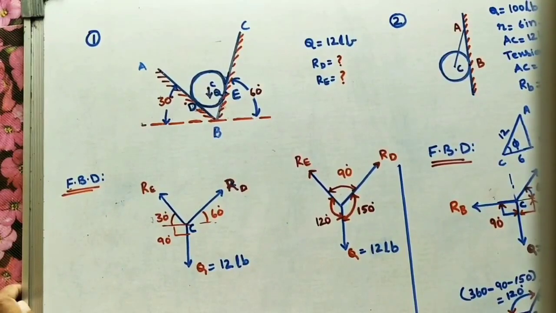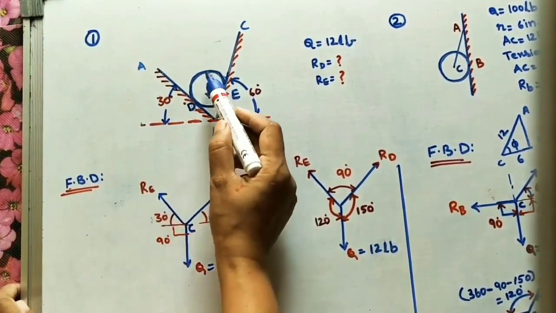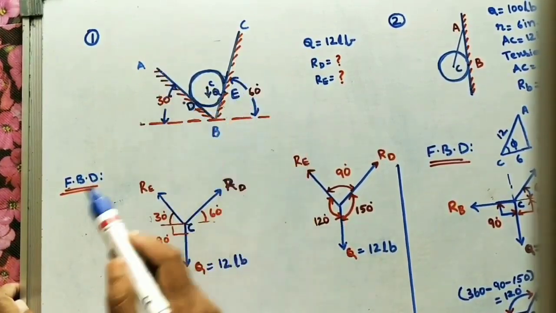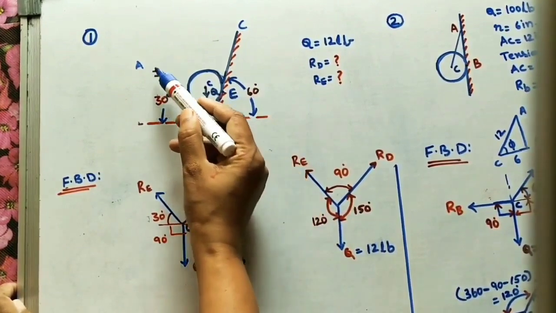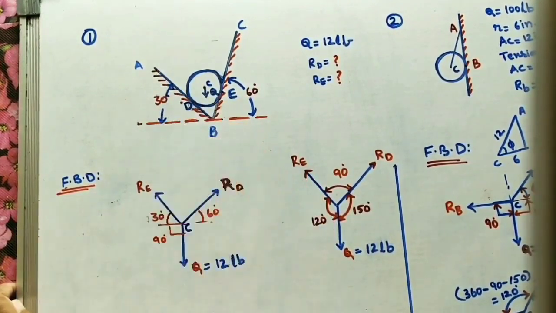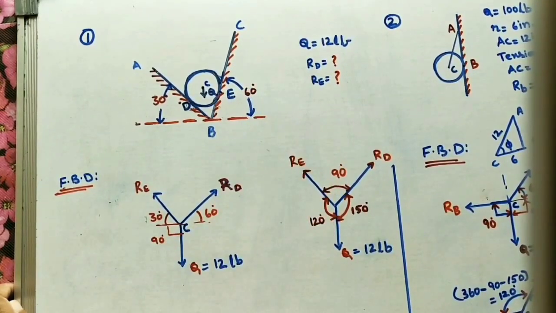In this class, we will solve some of the roller problems. In the first question, the roller is situated in the slope section. There are two inclined surfaces here. One is making 30 degrees with the horizontal and the other slope line is making 60 degrees with the horizontal.